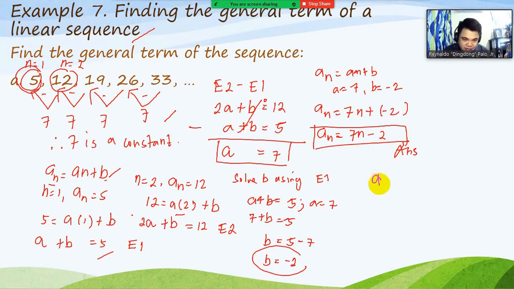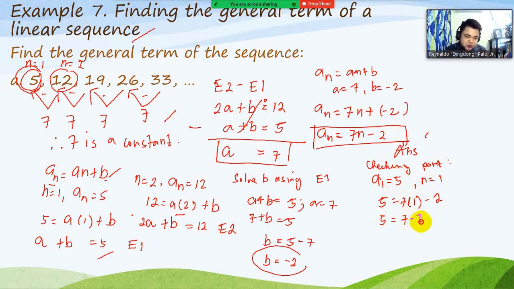So our a sub 1 is 5, and this is now the checking part. a sub 1 is 5 and n is equal to 1. Using now the general equation a sub n equals 7n minus 2, let's check. So a sub n will be 5 equals 7 times 1 minus 2. Remember that both sides must be equal. So 7 times 1 is 7, minus 2. Therefore 5 is equal to 5. You can still check using the other terms of the sequence.